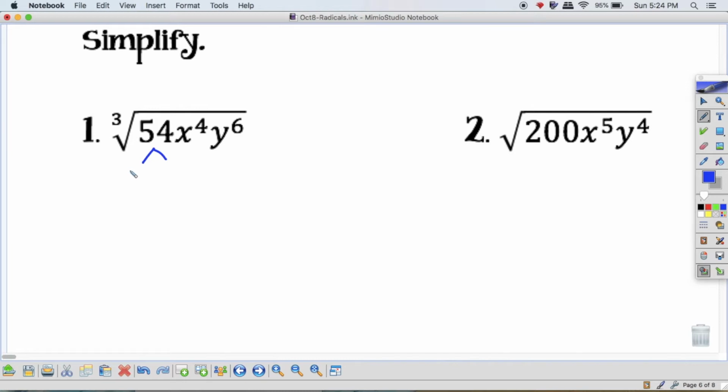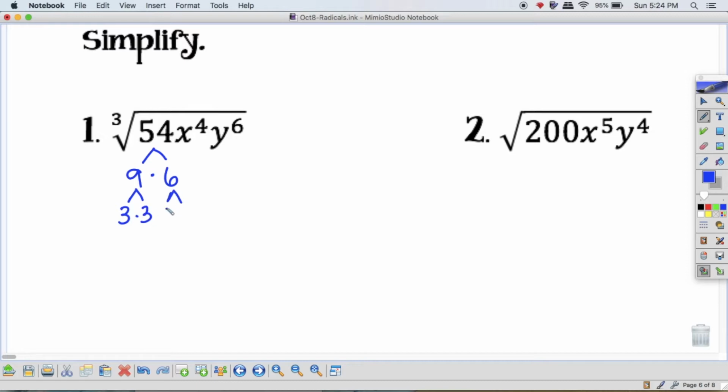So 54, there's several ways to break it down. You could do 9 times 6. The numbers that are closest together will keep you from making the biggest trees, if you know what I mean. Okay, I could break down 9 into 3 times 3.